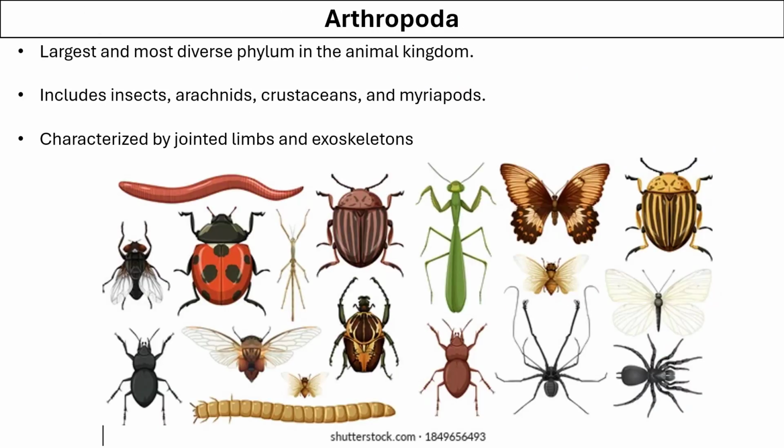The next phylum we are going to talk about is Arthropoda. It is the largest and most diverse phylum in the kingdom Animalia. It consists of all the insects, arachnids, meaning spiders, crustaceans, and myriapods. One of the main characteristics of these animals is that they have jointed limbs or appendages. You can see the joints here, and they have an exoskeleton, meaning the outermost covering on their body acts as a skeleton. So they have an exoskeleton, a skeleton that is outside of their body.